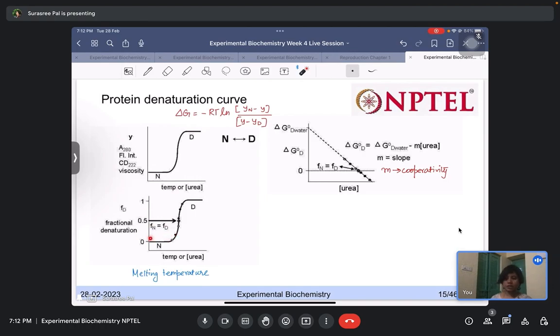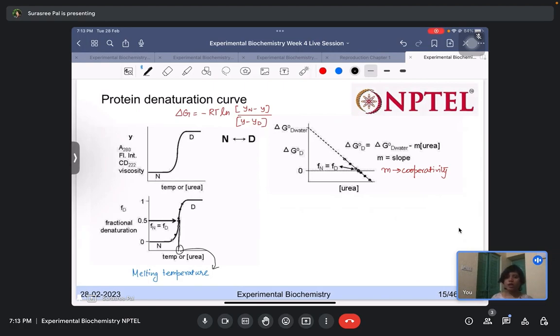0.5 fractional denaturation, or this particular condition Fn equals Fd, is achieved at this temperature, which is called the melting temperature. So this is the temperature at which this 0.5 fractional denaturation is observed. That is called the melting temperature of the protein, right? So at which 50% of the protein is denatured and 50% is in its native state.